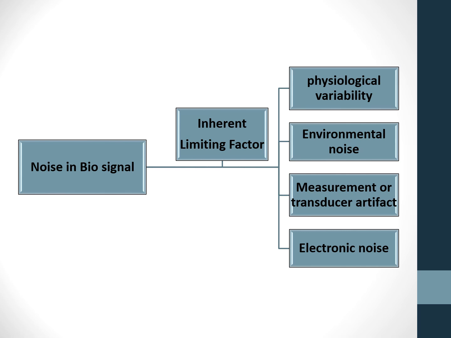The first one is physiological variability. The second one is environmental noise. The third one is transducer induced noise, and the fourth one is electronic noise. We will define each category or type of noise one by one in coming slides. But remember, this classification is not comprehensive. You can experience other types of noises in recording of biomedical signals, but this list provides the categories of groups in accordance with the nature of the noise.